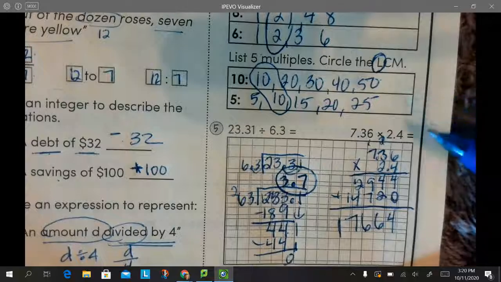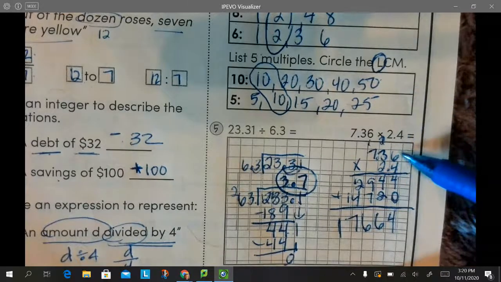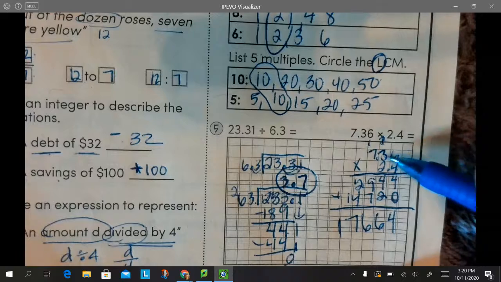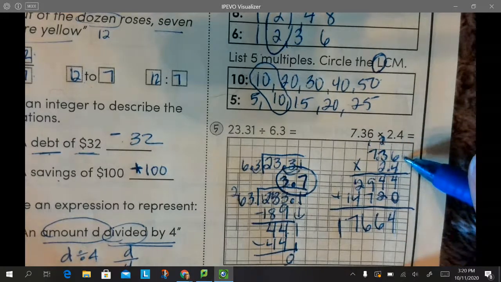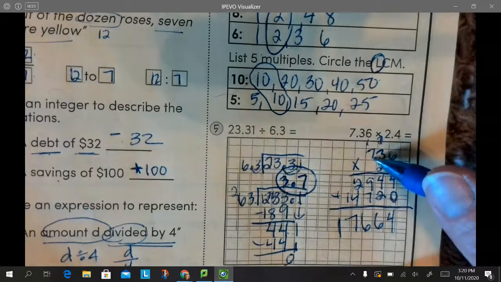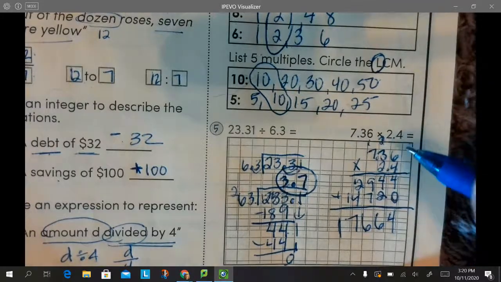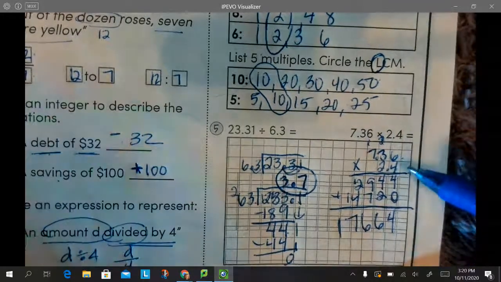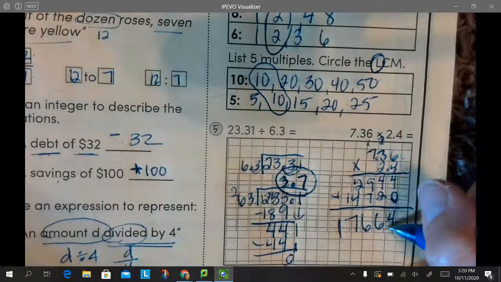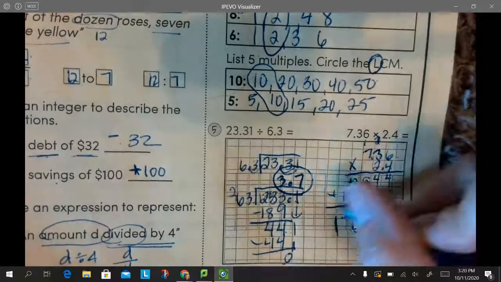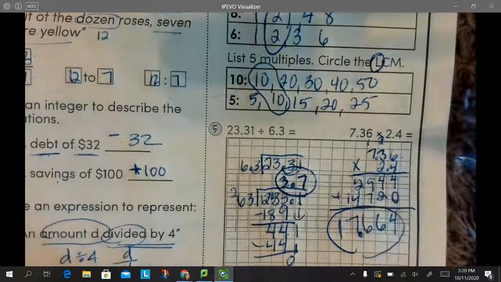All right, now I'm not quite finished because I have these decimal places in my problem. So I need to put this amount of decimal places down here in my answer. So start at the end of your number. 2 decimal places, what you did up here, and 1 was what you did down here. So you have 2 here, 1 here. So that's 3 decimal points total. So you want to start here, go over 1, 2, 3. Your answer is 17.664. Okay, and that's it.